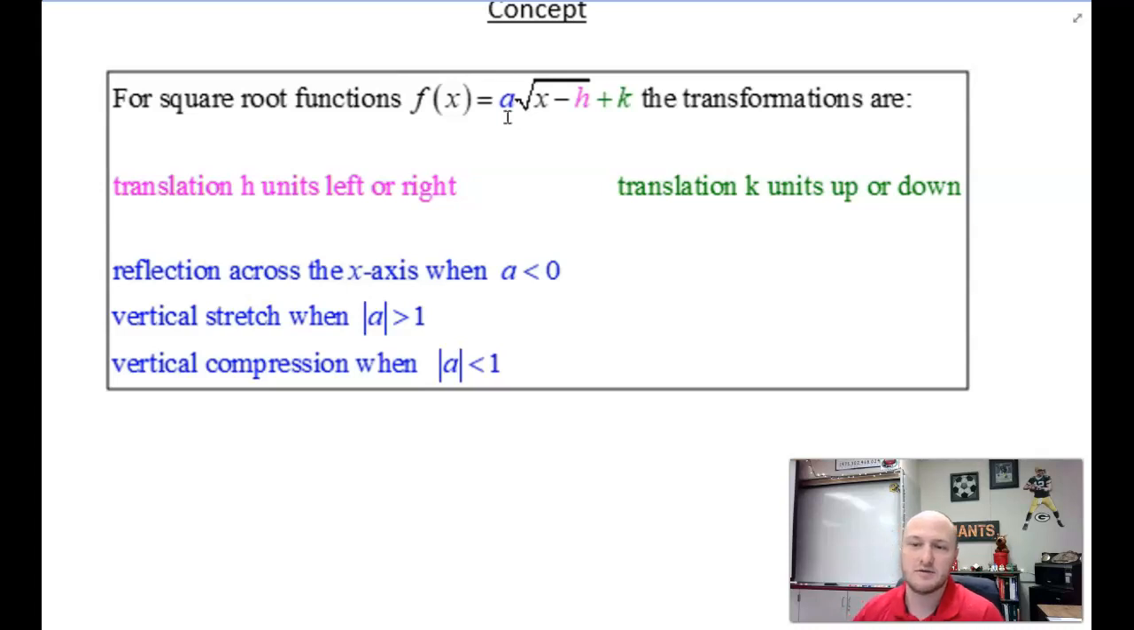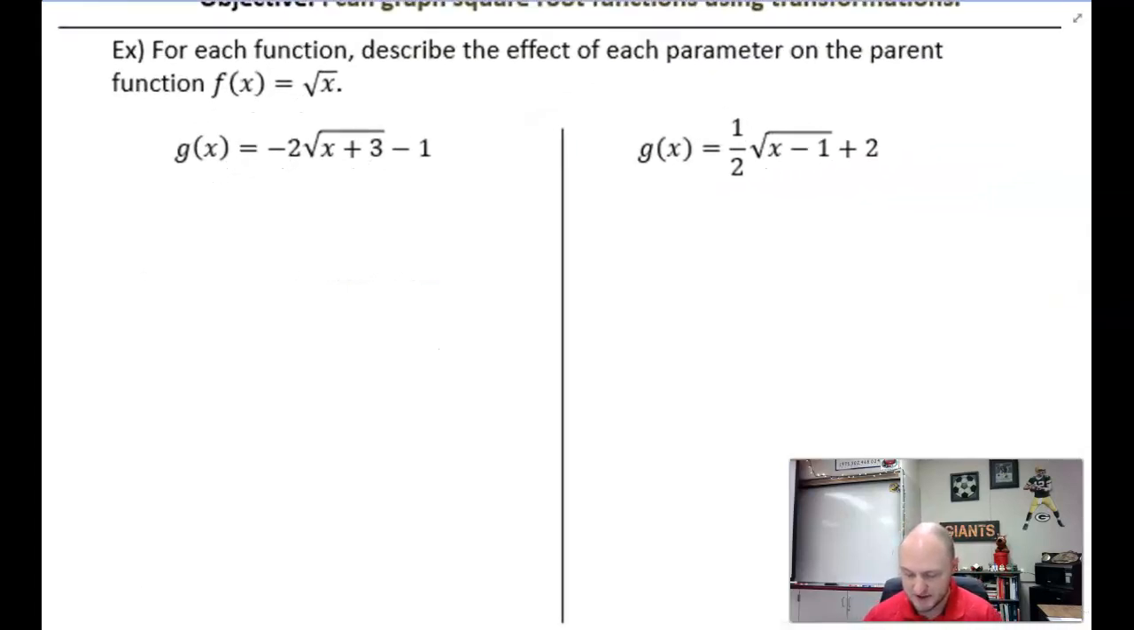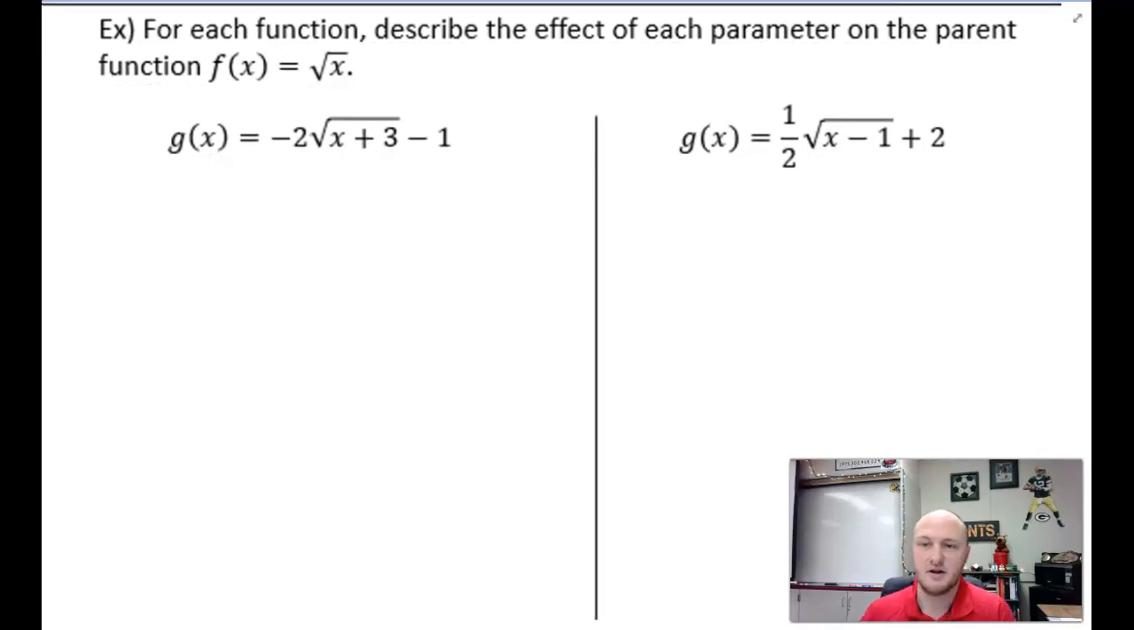Our h values cause our function to move left or right, and then our k value causes our function to go up and down. So we're going to practice describing the effects on the functions. Here for our first function, we're asked to describe the effect of each parameter on the parent function f of x equals square root of x. So again, here's our parent function, and we want to describe the effect.